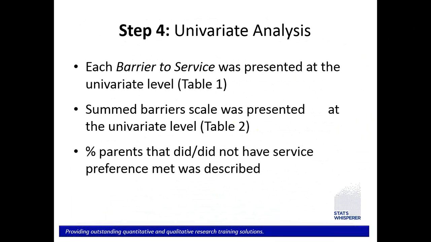Okay, so step 4, univariate analysis. We can see in table 1 that each barrier to service was presented at the univariate level, and the sum barrier scale was also presented at the univariate level. So what were they individually? And when we sum them to make a composite of barriers, that was described too. We also looked at the percent of parents that did and did not have their service preference matched, so that's very good. The predictor variables were described in a satisfactory manner.